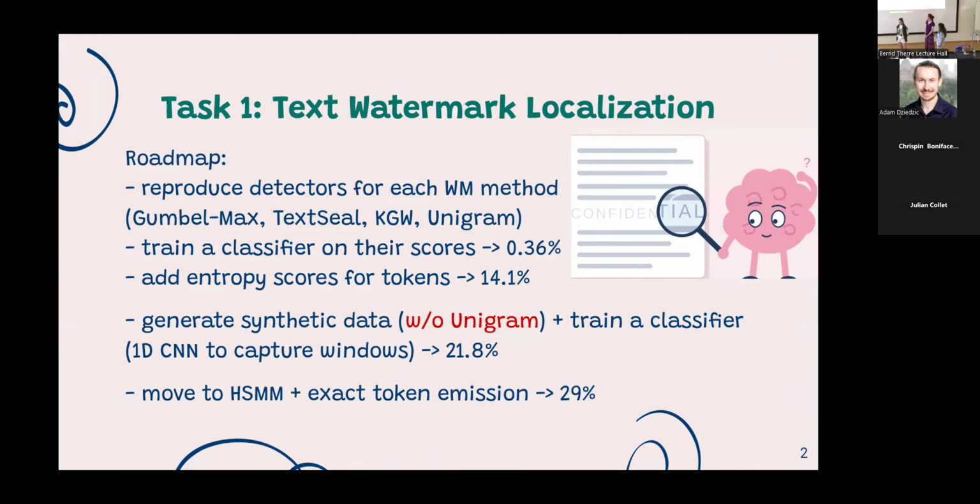So we started with reproducing all detectors for each watermarking method, 4 of them, the trait classifier on the scores. We got 0.36, a very low score. Then we added entropy scores for tokens because watermarks are only detected on tokens with high entropy. That boosted the score to 13%. Then we decided to generate more synthetic data without Unigram because Unigram didn't work. And we trained a classifier on top of that with a 1D convolution to capture these windows. It gave us 21.8.